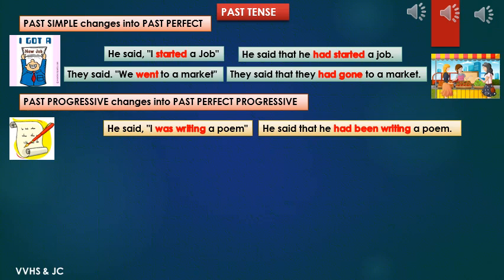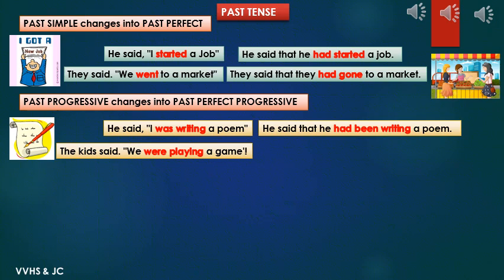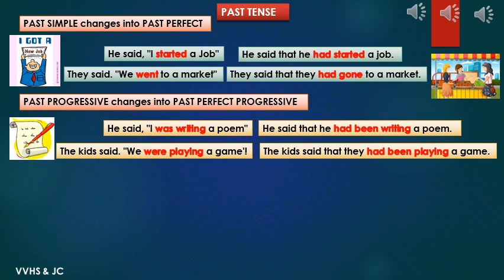Now let's see another example. The kids said, "We were playing a game." Were playing is in past progressive. The indirect speech will be, the kids said that they had been playing a game. Had been playing is in past perfect progressive.